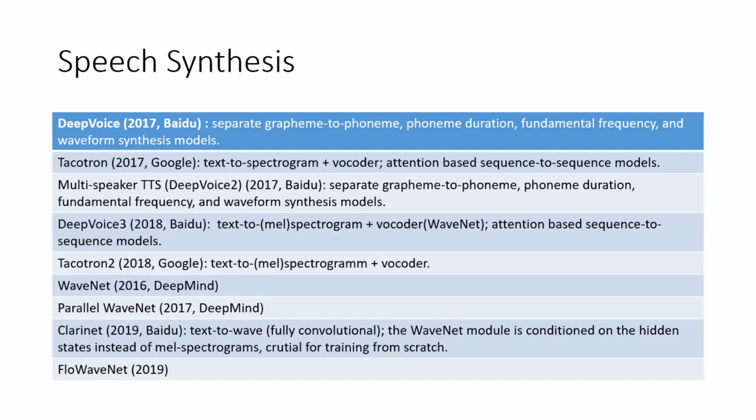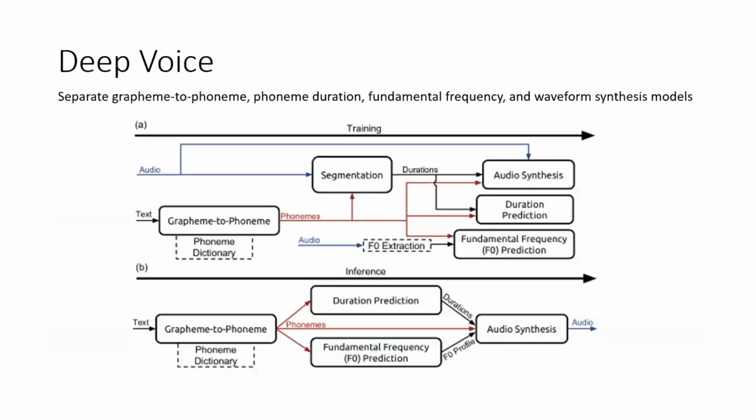So let's consider in a bit more detail. The first one is Deep Voice. A Deep Voice pipeline includes four main models that are trained separately, not in an end-to-end way.